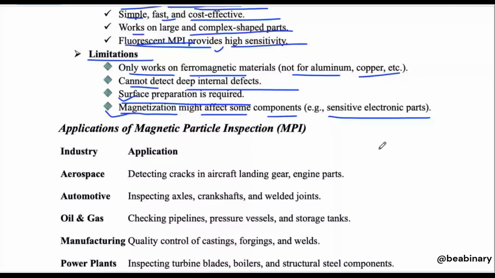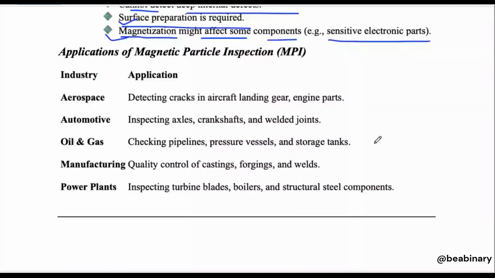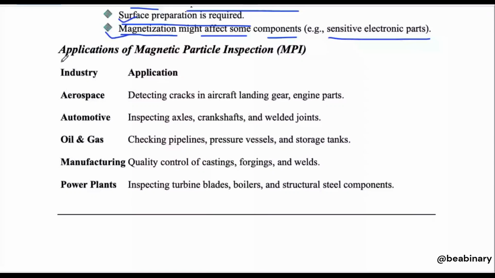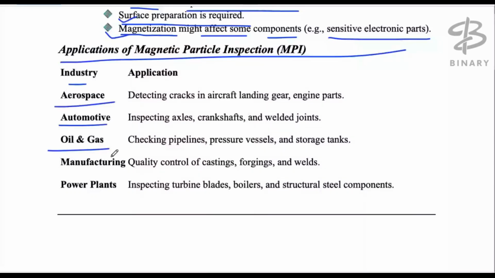Okay, the applications of MPI are in industries like aerospace, automotive, oil and gas, manufacturing, and power plants. As you can see, in all the techniques we have the same applications, because these are all surface detecting techniques, and for surface detecting techniques, all the industries where we have to test for surface defects apply. That's why. Okay.